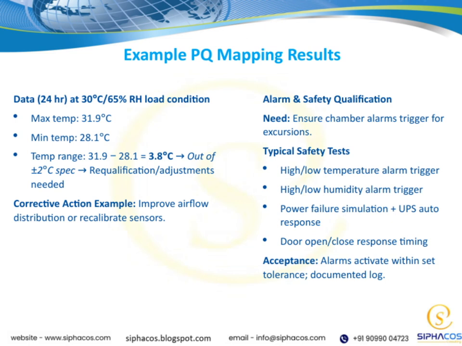These include checking if high or low temperature alarms activate when they should, and similarly for humidity levels. We also simulate a power failure to see how the system's UPS responds automatically, ensuring continuous operation during outages. Another important test is measuring how quickly the door open and close responses occur, which can impact both safety and environmental stability. The acceptance criteria for these tests are straightforward.